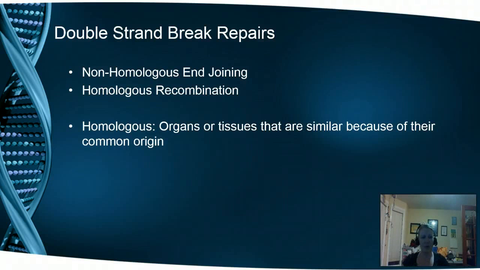And before we move on, we need to do a vocab check, just to make sure you're understanding homologous. The definition of homologous is organs or tissues that are similar because of their common origin. So when we talk about homologous recombination, we're talking about chromosomes that may not have the exact same genetic sequence, but are very similar in genetic information. So it's the difference between chromosome 1A and chromosome 1B. They're homologous because they're similar, but they're not necessarily identical. So just make sure you understand what we're talking about when we get to that.